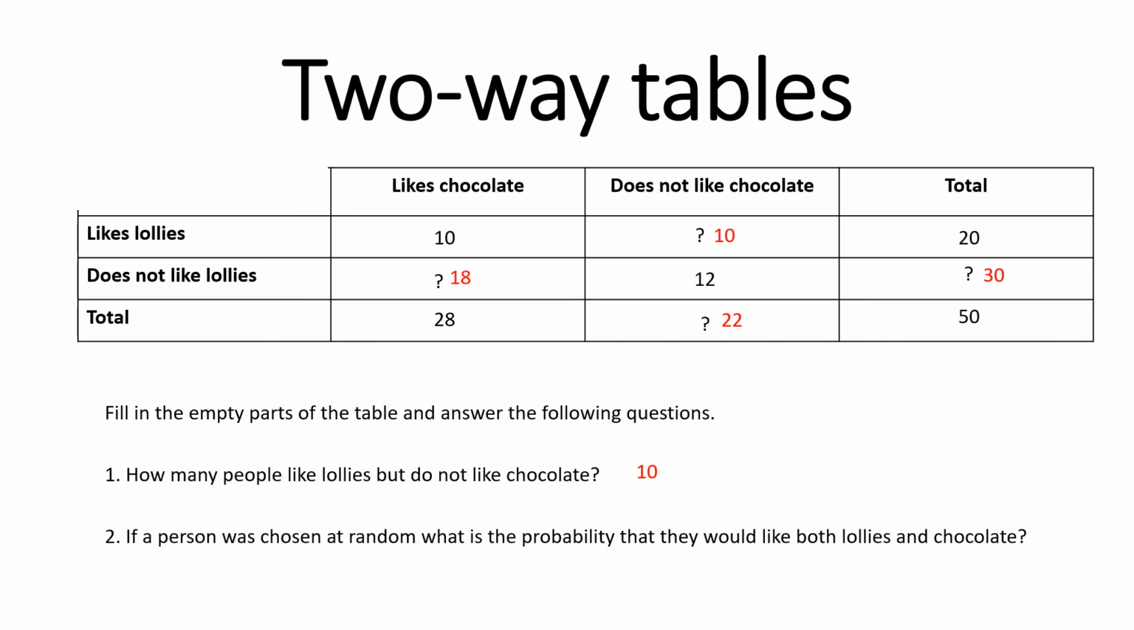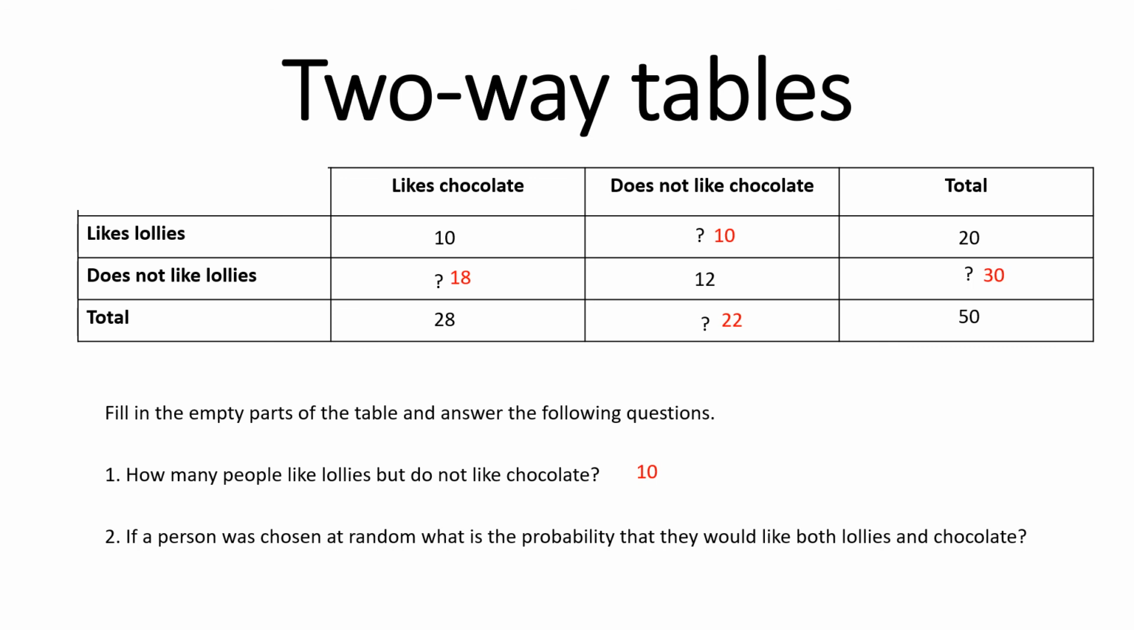Question 2. If a person was chosen at random, what is the probability that they would like both lollies and chocolate? Now this question wants to know the probability. So we're going to have to give our answer as a fraction or a decimal, okay? We're going to give it as a fraction.